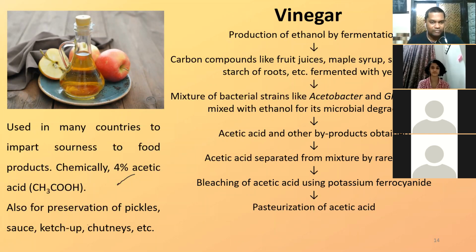Okay, पहले microbial degradation से जो acetic acid मिला है, that is a very raw acetic acid as a component of the mixture. तो mixture में से उसको पहले निकाल के isolate करते हैं, separate कर देते हैं, and then the acetic acid is bleached. When it is bleached using potassium ferrocyanide, you get the colorless acetic acid, which is then pasteurized. And we have already discussed what is pasteurization.